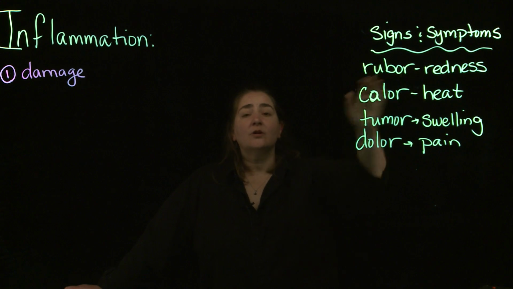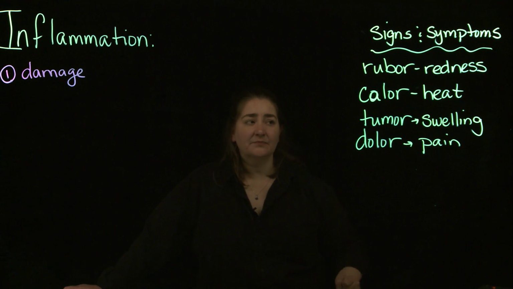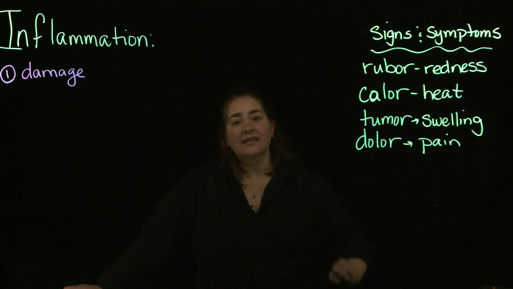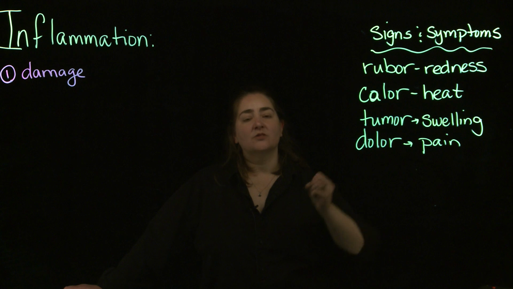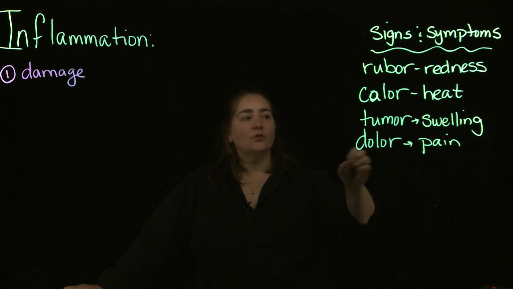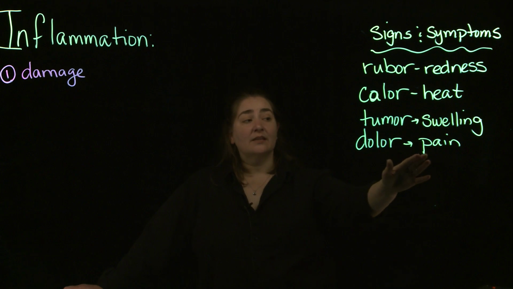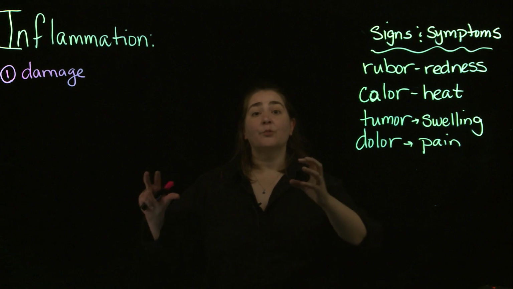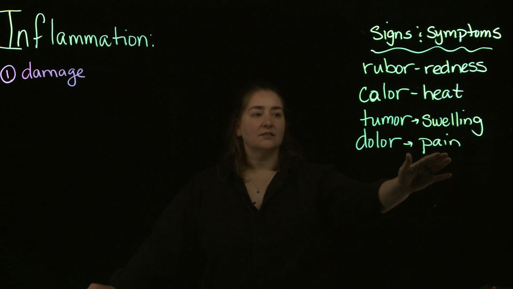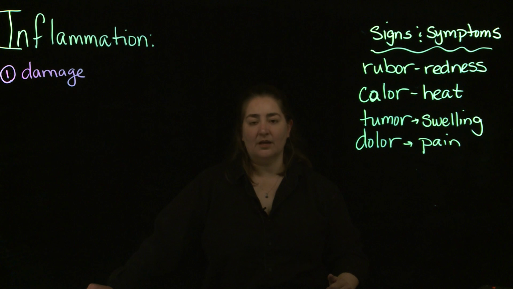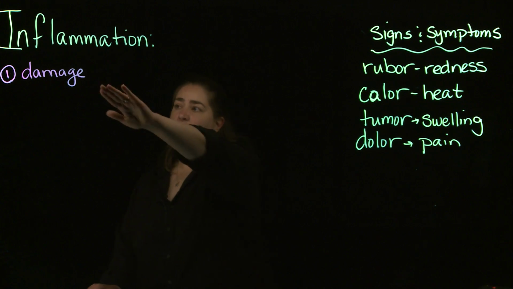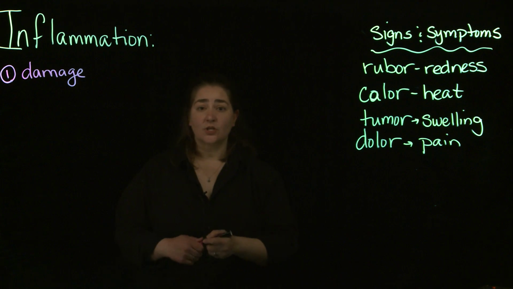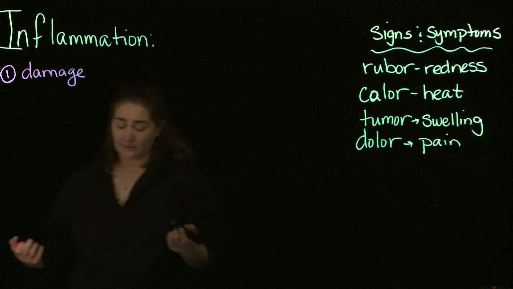Essentially, the rubor means you have redness. Calor means you have heat. Tumor, in this case, we're not talking about cancer. Tumor, in this case, we're talking about swelling. Dolor, then, because you have swelling, that swelling essentially pushes on free nerve endings and results in pain, okay? So in terms of that, the inflammatory response is always going to start with damage to cells somehow, all right?